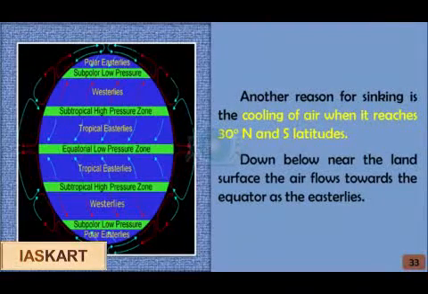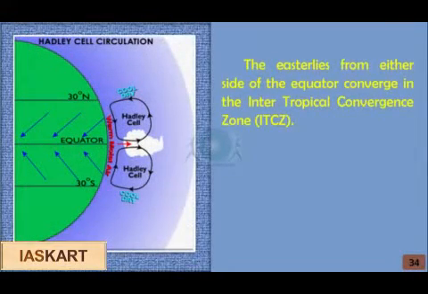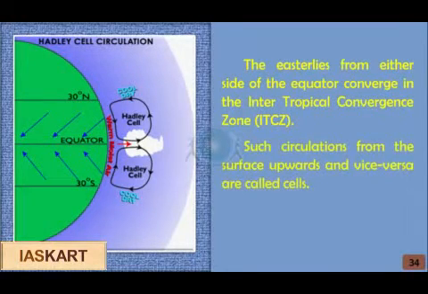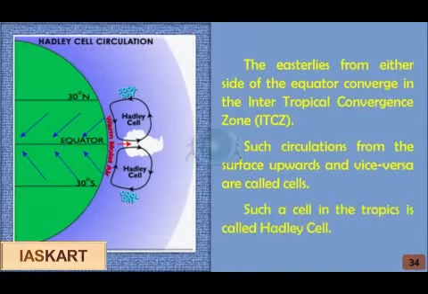Down below, near the land surface, the air flows towards the equator as the easterlies. The easterlies from either side of the equator converge in the intertropical convergence zone. Such circulations from the surface upwards and vice versa are called cells. Such a cell in the tropics is called the Hadley cell.